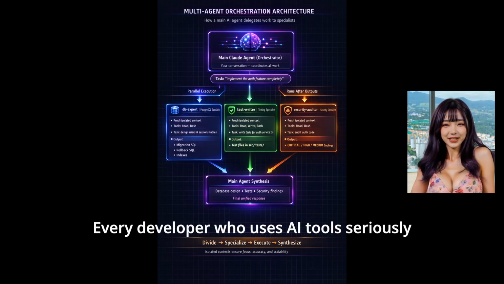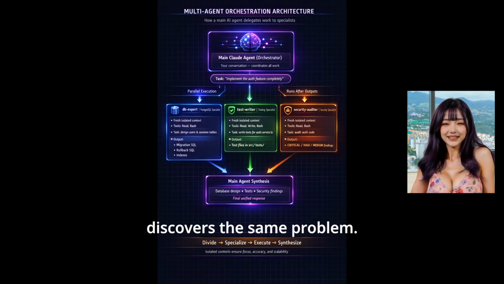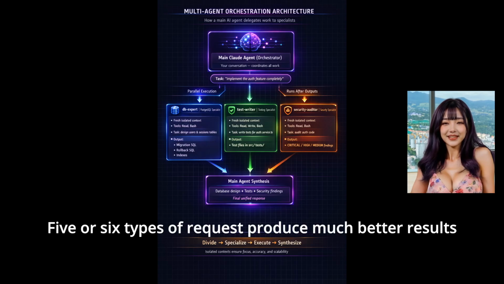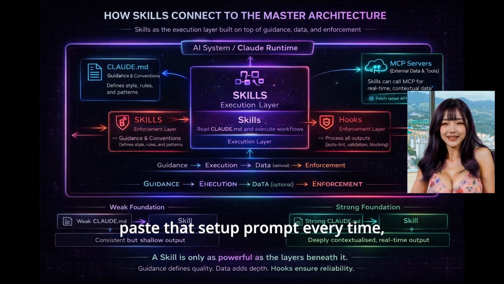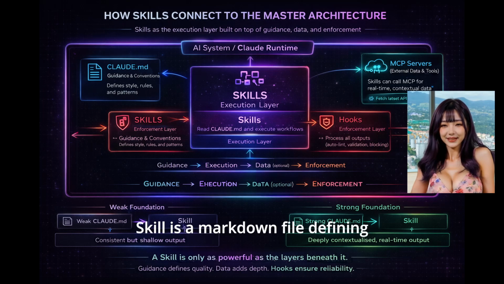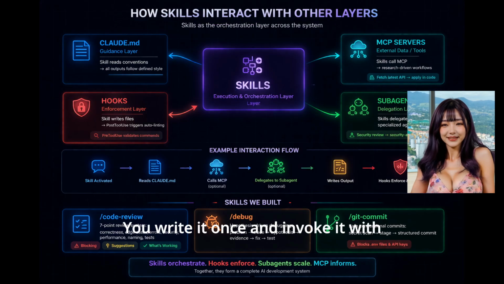Every developer who uses AI tools seriously discovers the same problem. 5 or 6 types of requests produce much better results with a specific setup prompt, and so they either paste that setup prompt every time, or they accept worse output without it. Skills eliminate this entirely. A skill is a markdown file defining a complete workflow. You write it once and invoke it with a / command. Claude reads and follows it exactly every time with no forgetting.